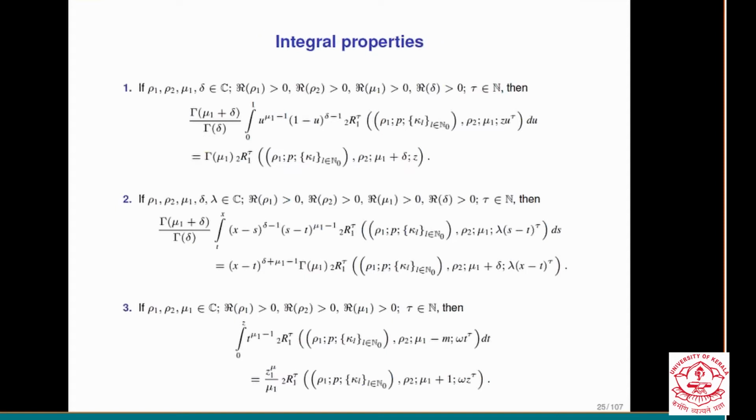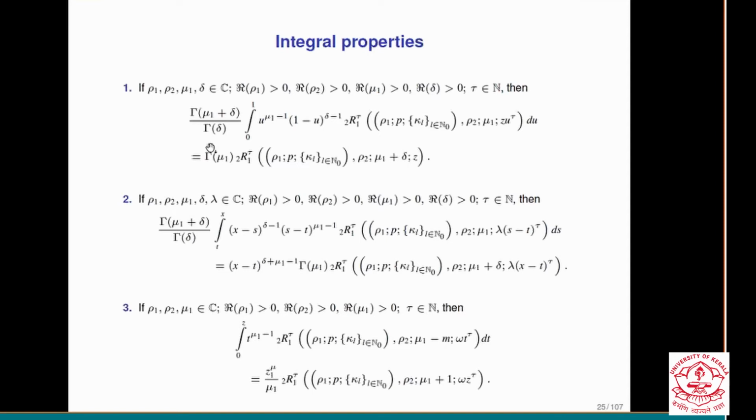And here we give some integral properties of this hypergeometric function. The first one is this integral property, which can be put into this form. This is number 1, number 2, and number 3. By imposing all these conditions on the 2R1 function, it gives this form. So ultimately here we get this integral property.